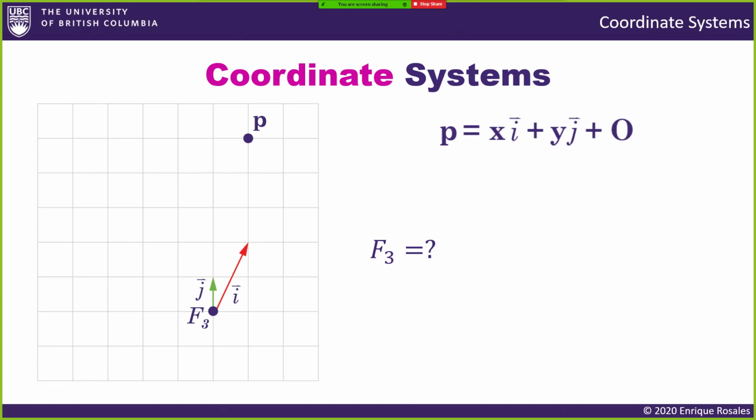What are the coordinates of this one? 1, 3. Yeah. Exactly. So it is easy, right? It is, frankly, very easy. Okay. So now let's see another example.